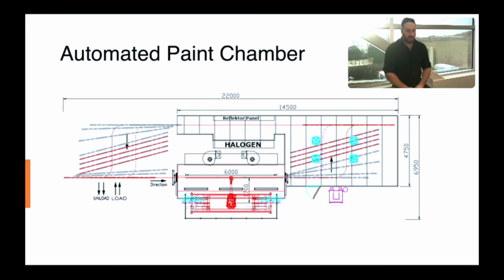Next thing I wanted to talk to you guys about is automated paint chambers. I did have a webinar dedicated to those, so I'm not going to go through the whole nine yards, but just keep in mind that there are technologies out there that work with either squares or bars. The layout on the screen right now is done for bars.